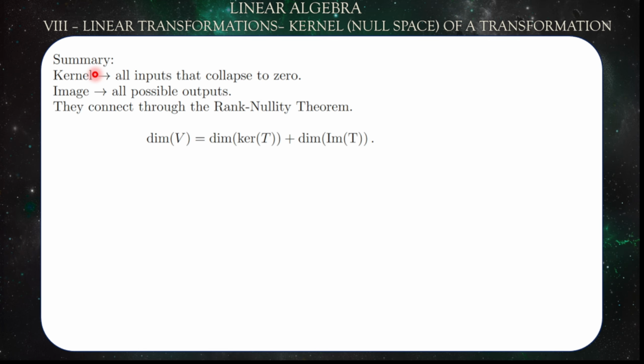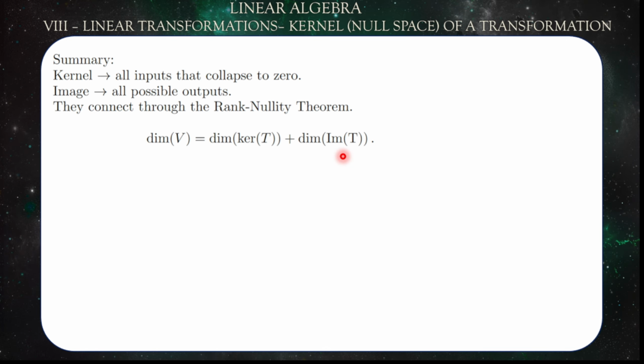Summary. The kernel is all the inputs that collapse to 0, which are the solutions of Ax equal 0. As simple as that. The image is all the possible outputs, which is the set of unique columns within the matrix. And they connect through the rank-nullity theorem. So the dimension of V should be equal to the dimension of the kernel of T, which is 1 in the previous example, plus the dimension of the image of T.